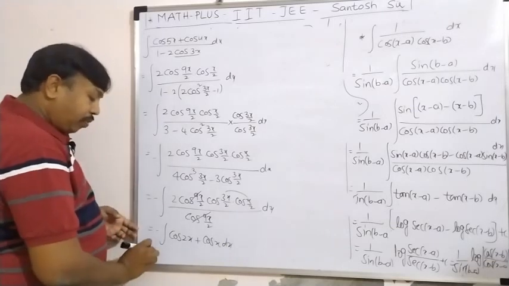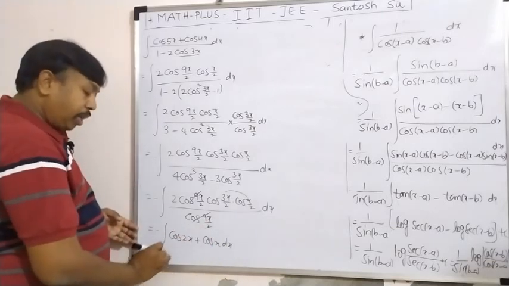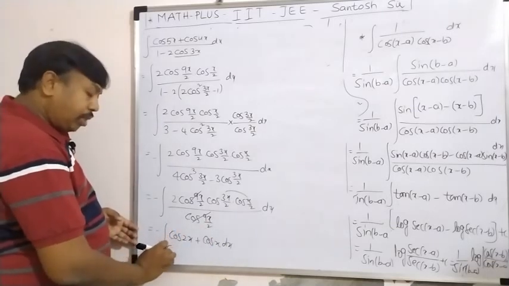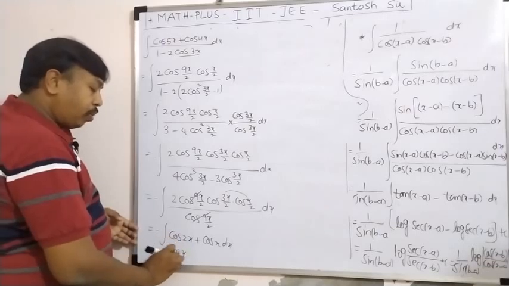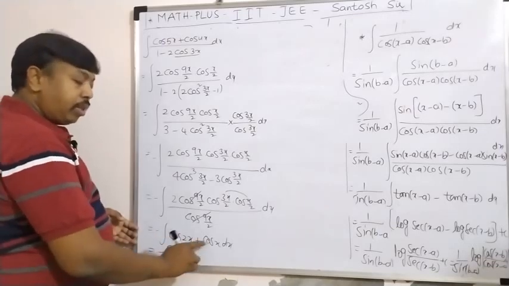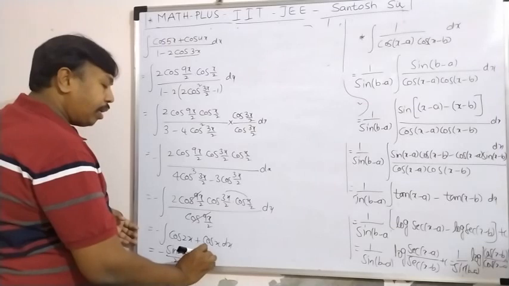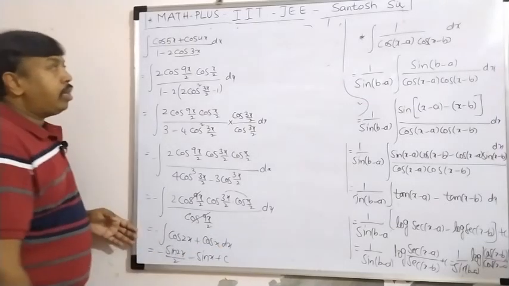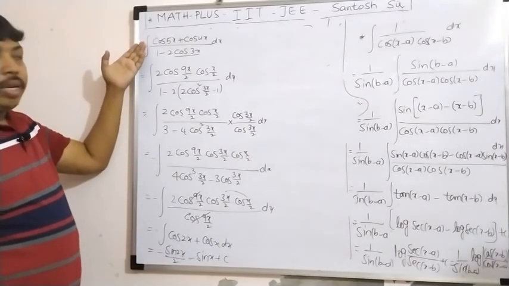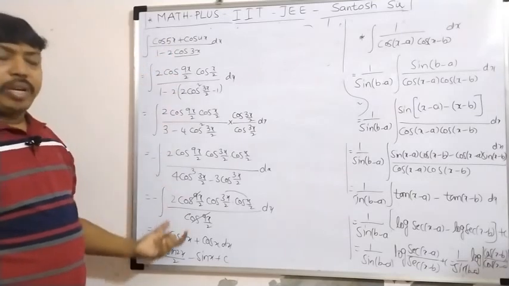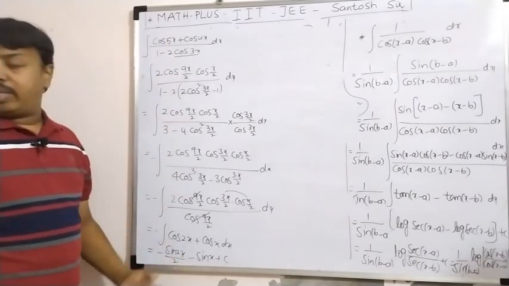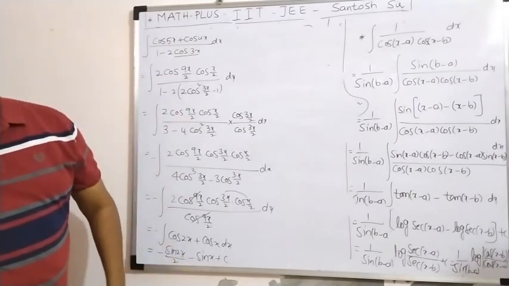Now integration of this entire function becomes minus: cos 2x integration is sin 2x upon 2, minus cos x integration is sin x, plus C. See, I integrated this function using basic trigonometric formulas, so you will get the answer easily. So let us see one more question.